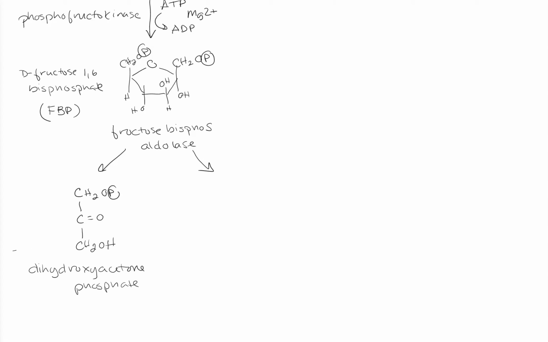And the second compound is the D-glyceraldehyde 3-phosphate, or G3P, and that looks like this. And glyceraldehyde, structurally very similar to this. This is just a phosphorylated glyceraldehyde.